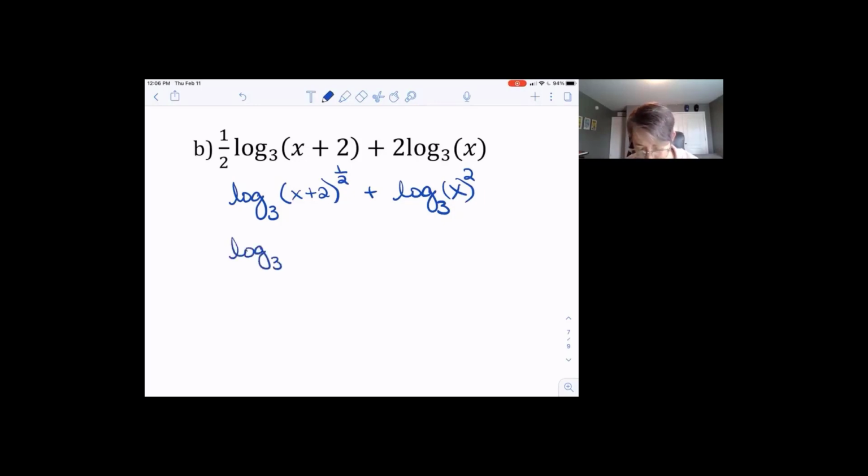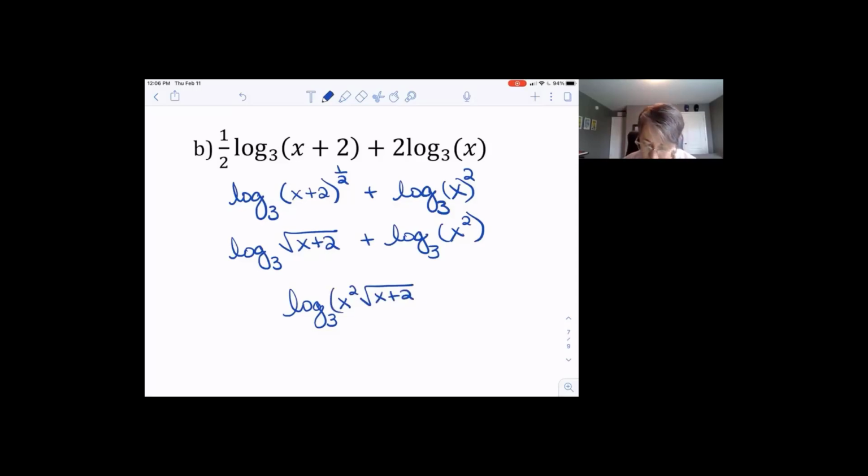So we can write that as log base 3 of the square root of x plus 2 plus log base 3 of x squared. Logarithms represent exponents. When do we add exponents? When we multiply like bases. So we're going to multiply our arguments. So we get log base 3. I'm going to move the x squared to the front of the square root, just so it doesn't look like that x squared might be underneath the square root. And we want to put parentheses or brackets so we know that both of those are part of the argument.